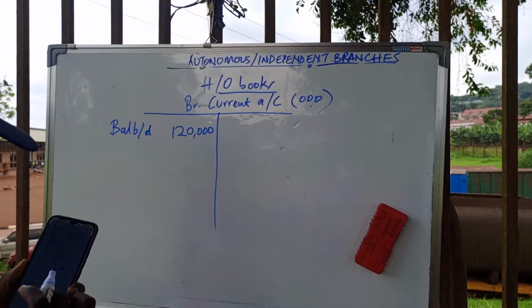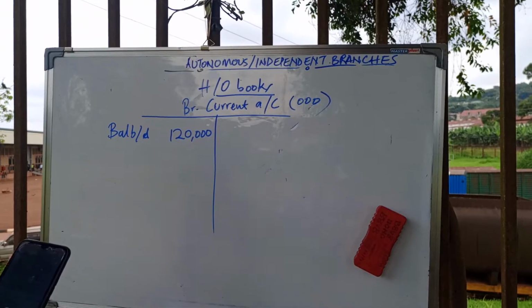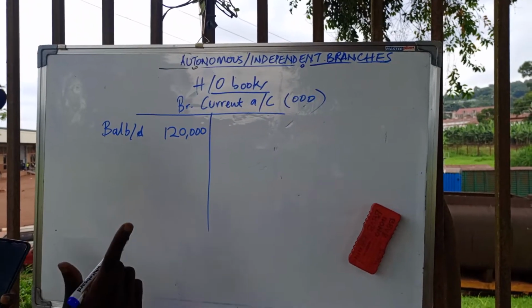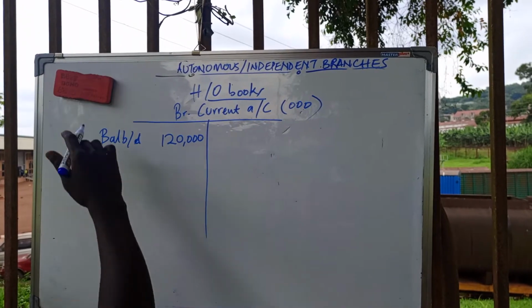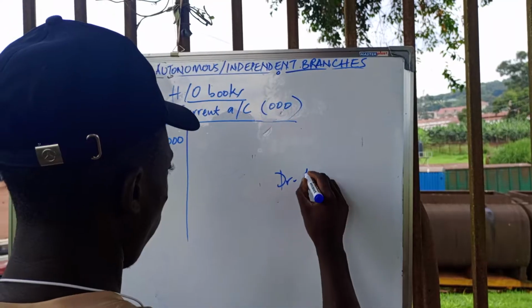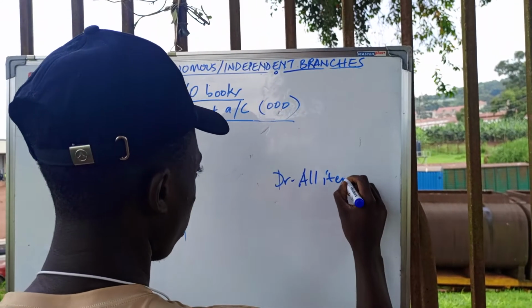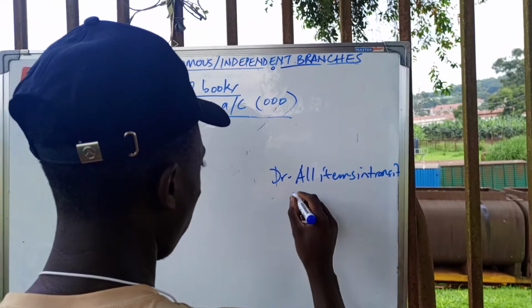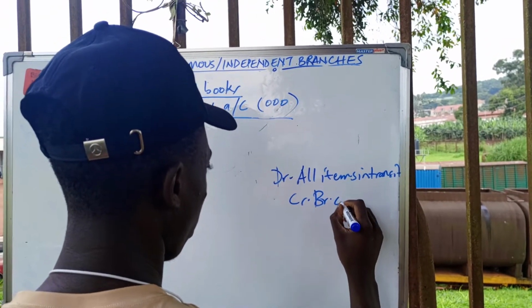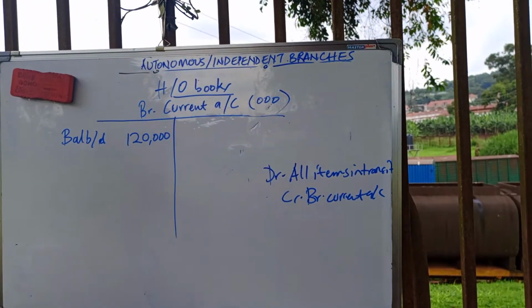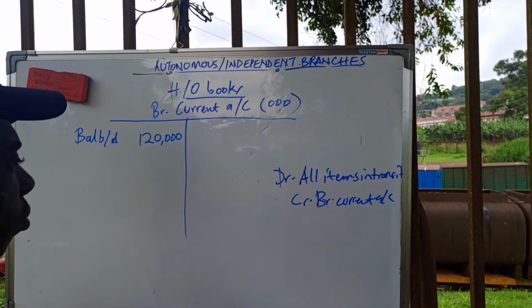But when you go to the additional information, note 2, they are saying the branch deposited. But we don't have to forget the double entry for items in transit. We said we debit all items in transit because they are assets, then we credit the branch current account. So we are supposed to be passing this double entry in relation to items in transit.